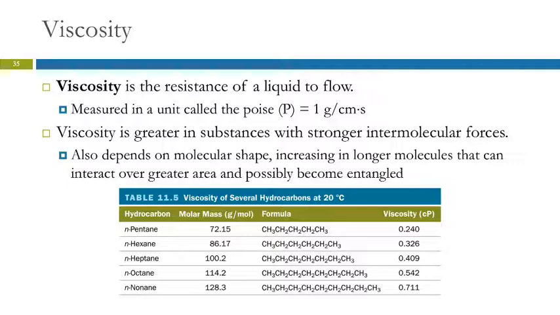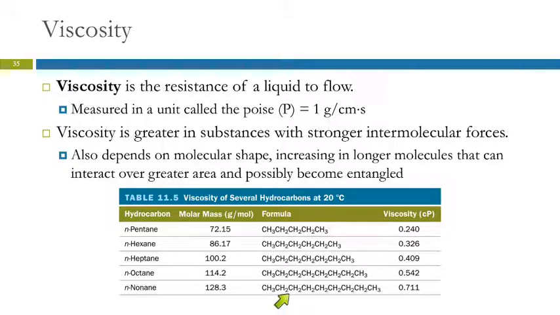So viscosity depends on intermolecular forces. So stronger intermolecular forces, greater viscosity, greater resistance to flow, thicker liquid. Here we can look at this table showing again some of the normal hexanes, and we see the molar mass increasing. If we look at their formulas, we see also that the length of the molecule is increasing. And here we can look at the viscosity. It's measured in centipoise. A poise is 1 gram per centimeter second. You don't need to know that. But the viscosity is increasing.